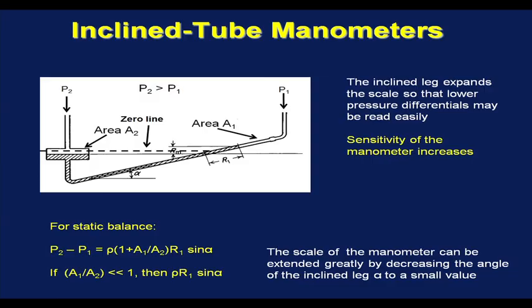Let us now look at inclined tube manometer. In case of inclined tube manometer, one leg of the U tube manometer is inclined. The inclined leg expands the scale of the manometer such that lower pressure differentials can be read very easily.